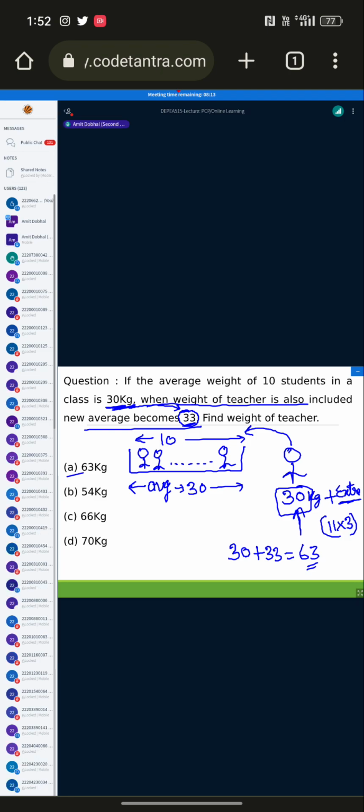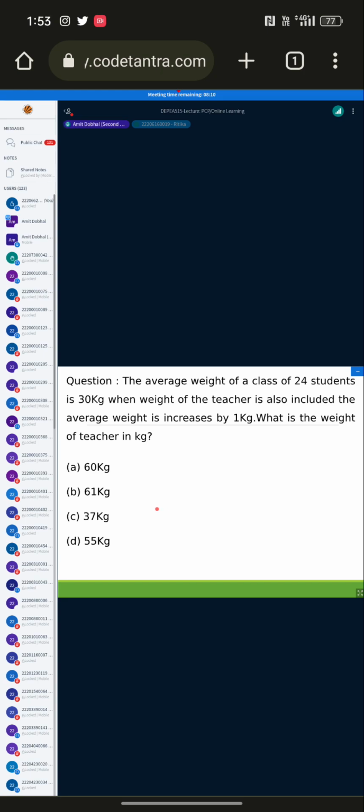All right. Okay. Now coming to the next one. Just try this one. 55 kg. 55.